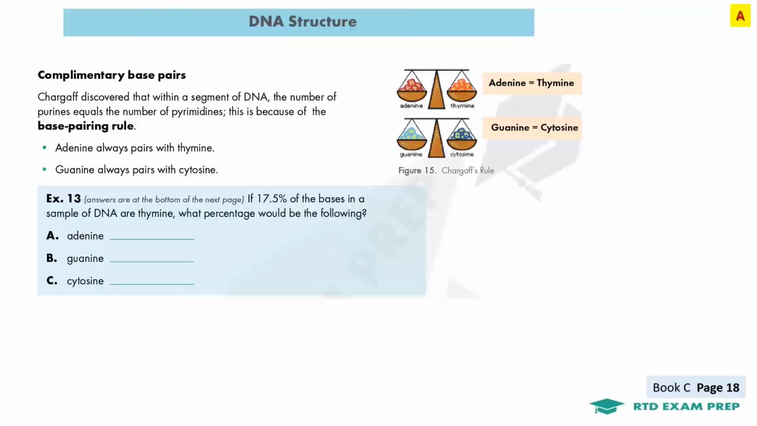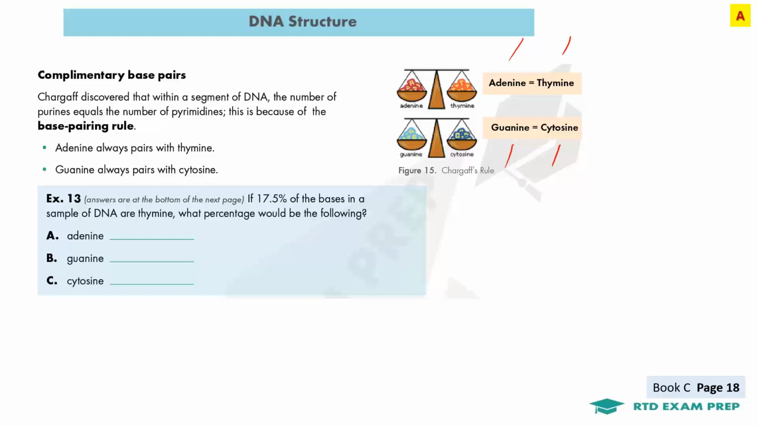When we were trying to figure out how DNA was bonded together, we owe this to Chargaff. He discovered that within a segment of DNA, the number of purines equals the number of pyrimidines. This became the base pairing rule. And he noted that A bonds to T, G bonds to C. So therefore, we always go with this as our base pairing rule.